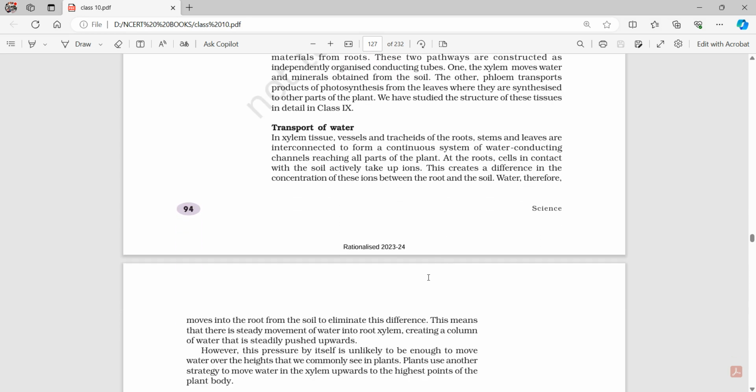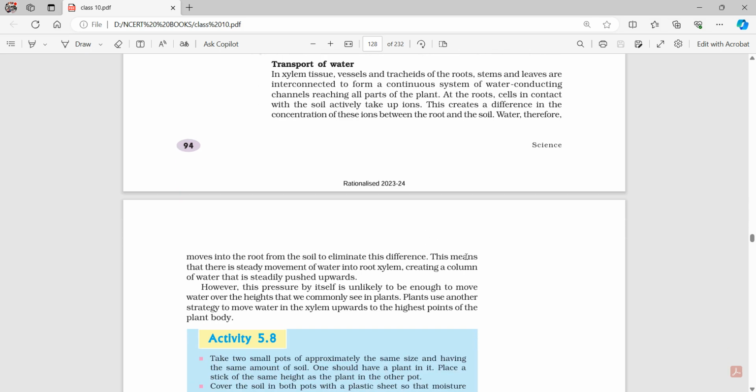Transport of water. In xylem tissue, vessels and tracheids of the roots, stems, and leaves are interconnected to form a continuous system of water conducting channels reaching all parts of the plant. At the roots, cells in contact with the soil actively take up ions. This creates a difference in the concentration of these ions between the root and the soil. Water therefore moves into the root from the soil to eliminate this difference.